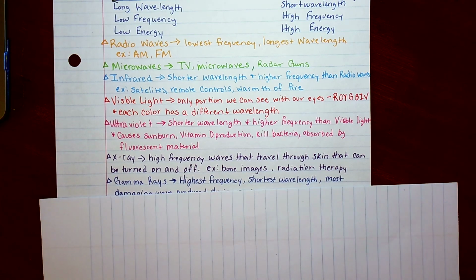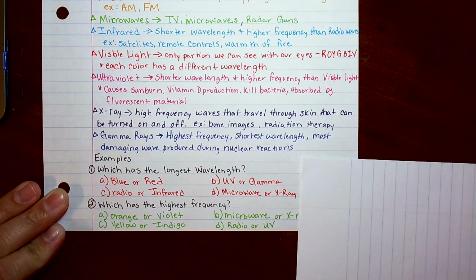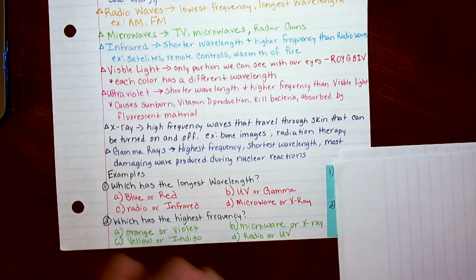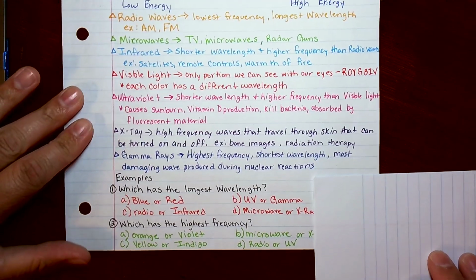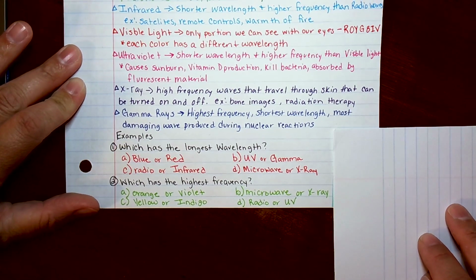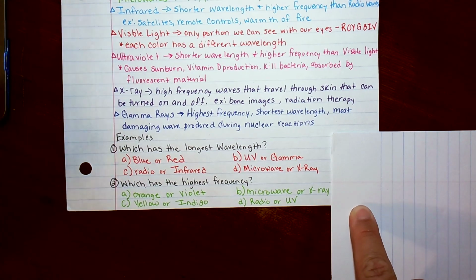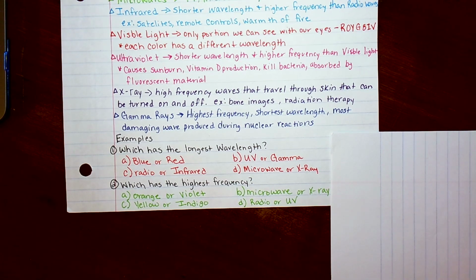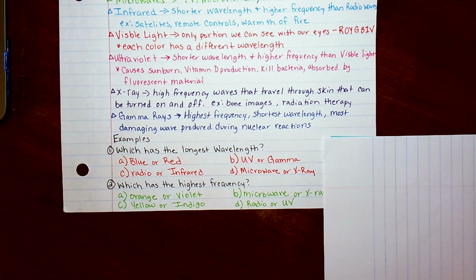All right, so the next part is going to be some examples. The last part's just going to be examples. I'm going to go over some examples. With these examples, your goal is to tell me which one of these has the longest wavelength. You're going to have an answer choice for A, B, C, and D. That'll be for number 1. And for number 2, you're going to do the same.